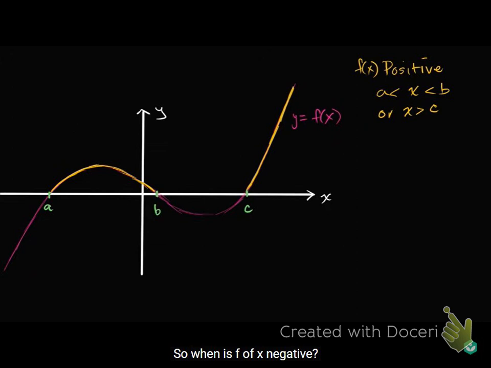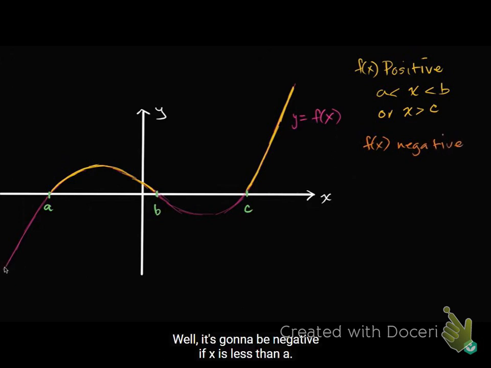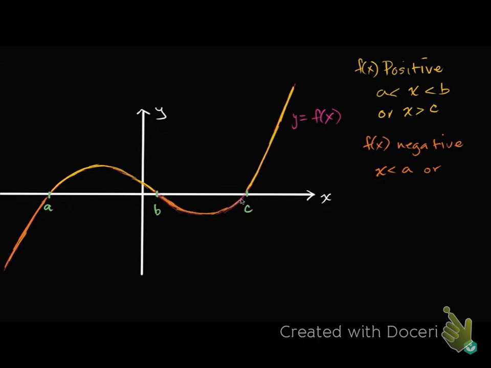So when is f of x negative? Just another color. f of x is going to be negative if x is less than a. So this is if x is less than a, or if x is between b and c, then we see that f of x is below the x-axis. f of x is down here. So this is where it's negative.